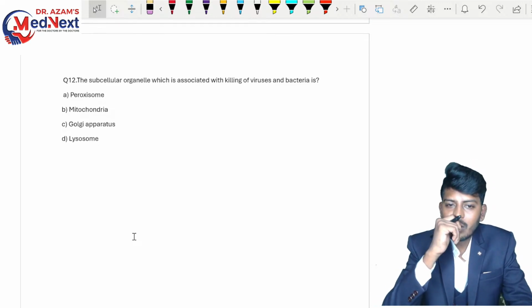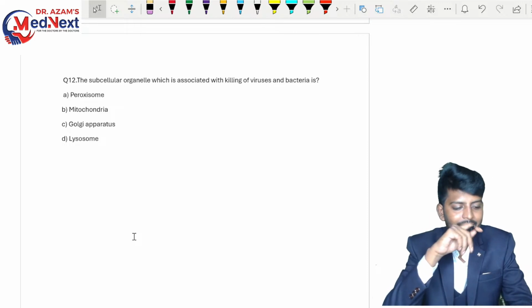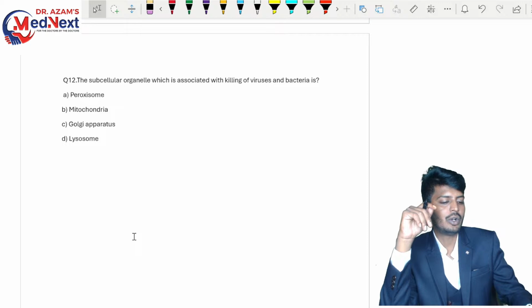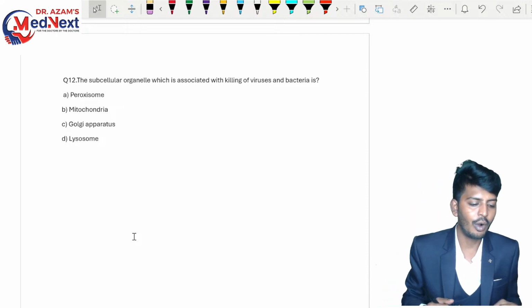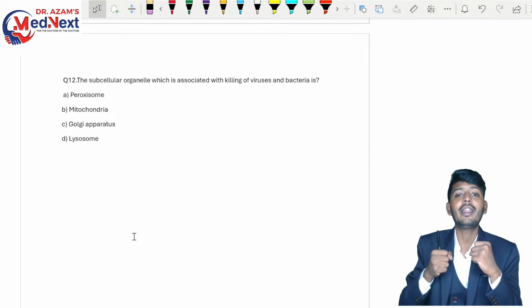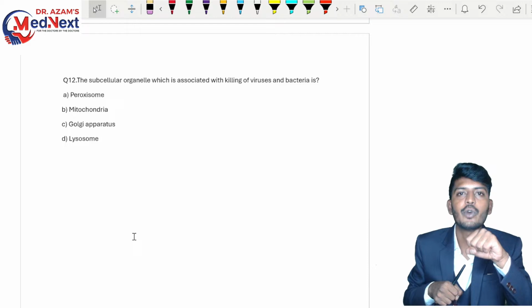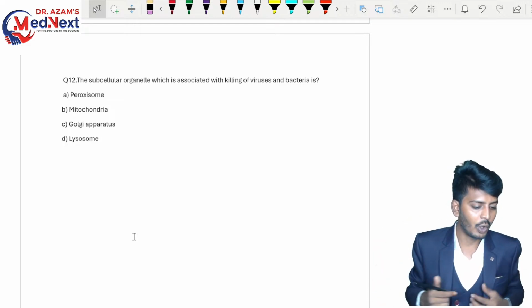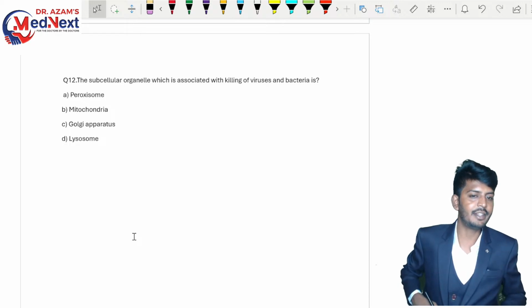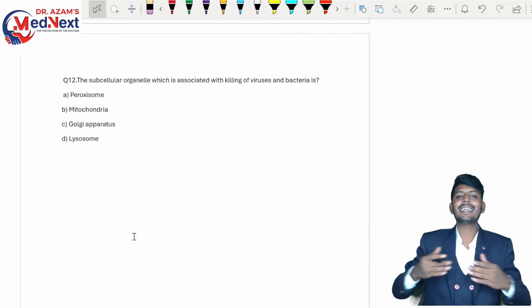The subcellular organelle which is associated with killing of viruses and bacteria is. Okay, let's see. जो ऐसा बंदा है जो क्या कर रहा है, बैक्टीरिया के साथ एंड वायरस के साथ पंच मार रहा है, ठीक है. So he is killing bacteria and virus. Who is that person? Let's see. Okay, so Bhuwana says the answer is D. Peroxisome, mitochondria, Golgi apparatus and lysosome.